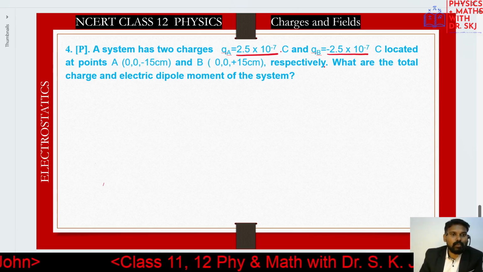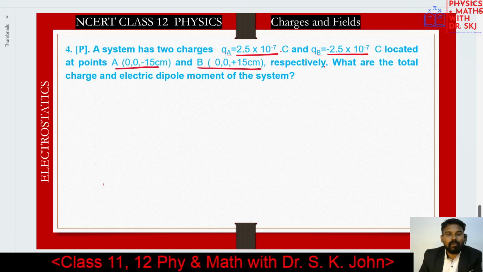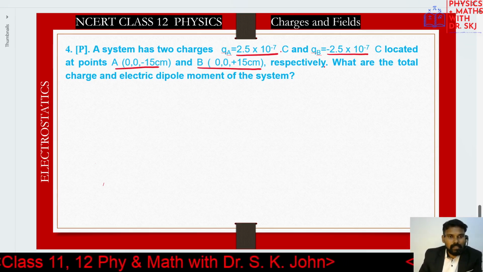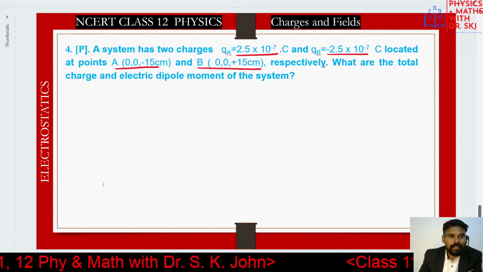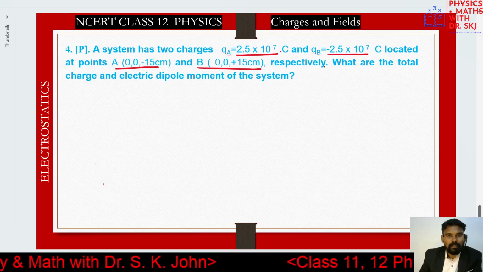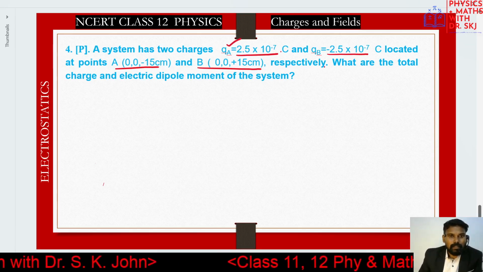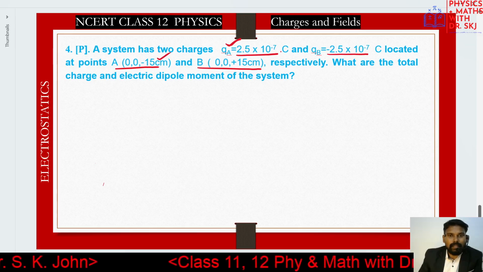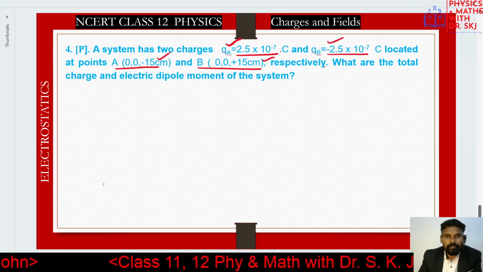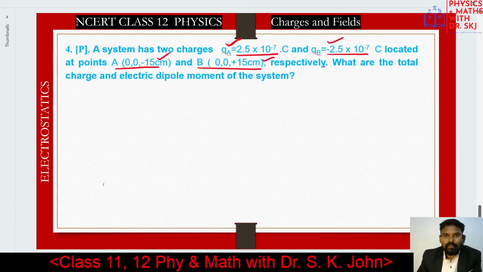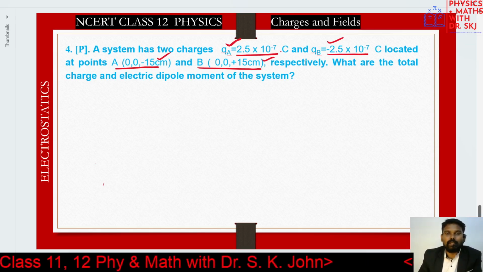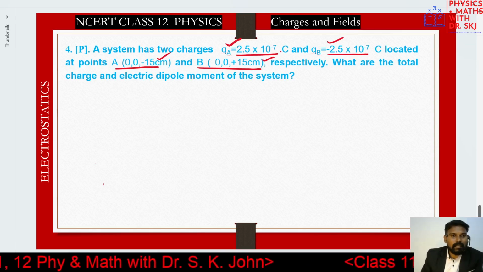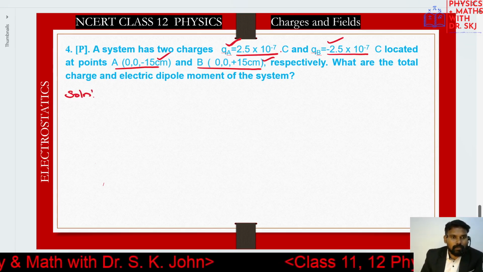And these are located at 2 points, A and B, on the coordinate system. Okay, so what is this point? A is 0 0 minus 15. The QA charge is located at this point, and QB charge is located at the point B. Now we have to find the total charge and the electric dipole moment of the system. Let us solve the question.